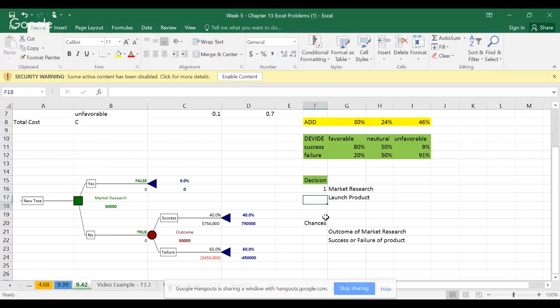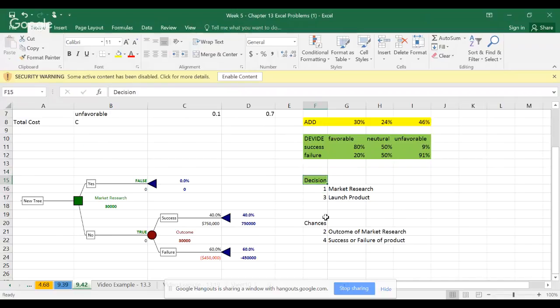The outcome of market research, yes. Right? What would be your next step in the tree? Launch product or not, yes. And so then the last one would be the success or failure of the project. So this would be the order. These are the order for the yes branch of the tree.